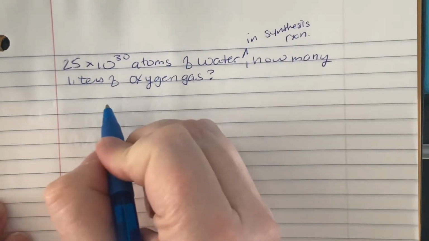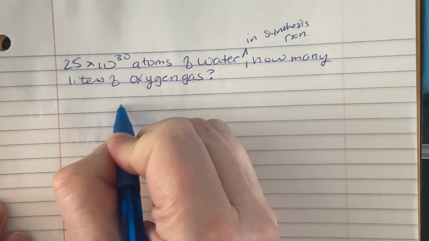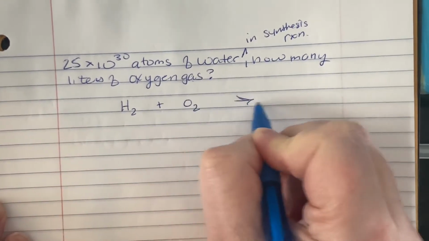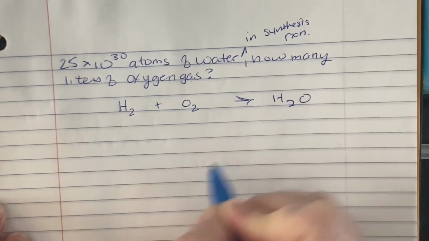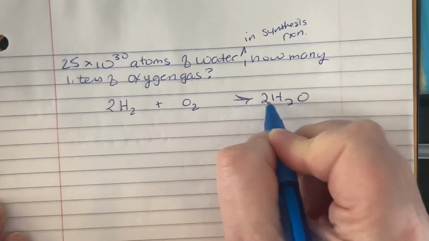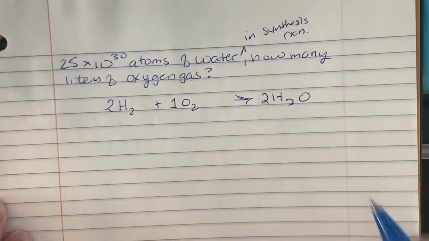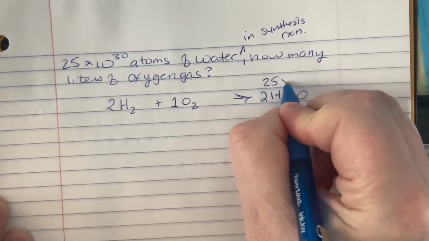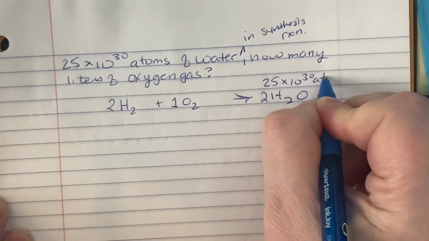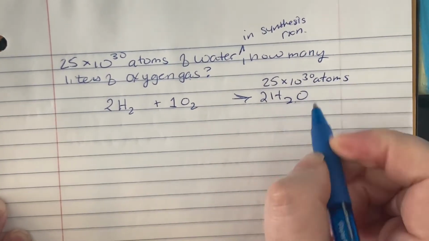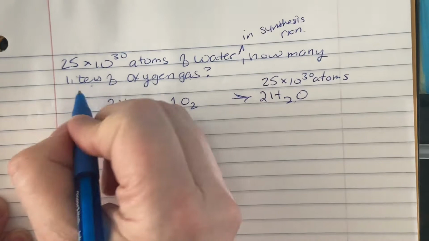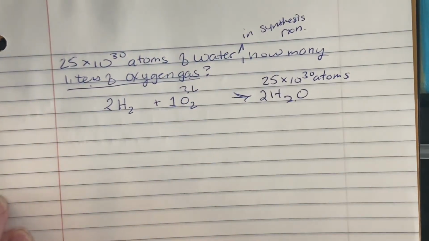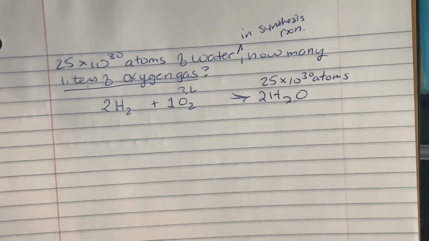So we have hydrogen gas plus oxygen gas are used to synthesize water. Then we need to have a balanced chemical equation. We know we have 25 times 10 to the 30th atoms of water, so I'm going to write that right above the water. How many liters of oxygen gas? So question mark liters there, so I know where my pathway is.